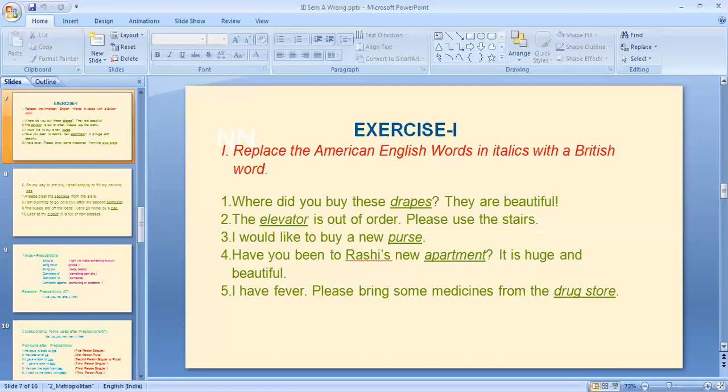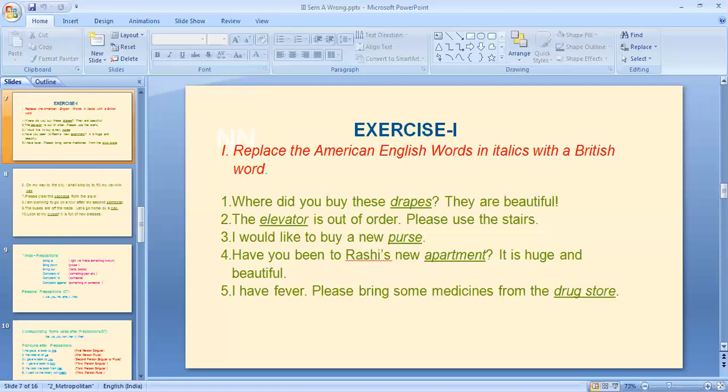So our duty is to identify, understanding the sentence and identifying the word. After identifying that American English word, we have to supply its suitable British English counterpart, a suitable replacing word that is present in British English. So first we begin with sentence number 1.